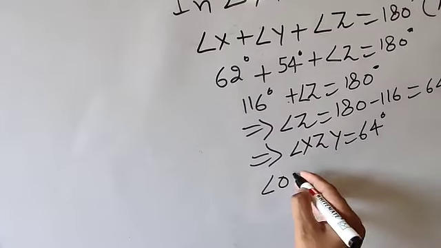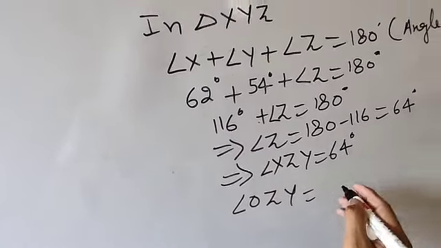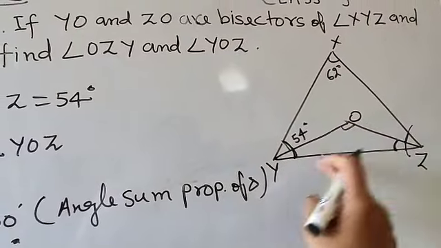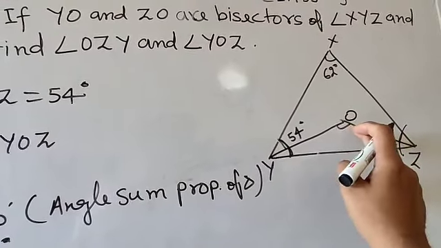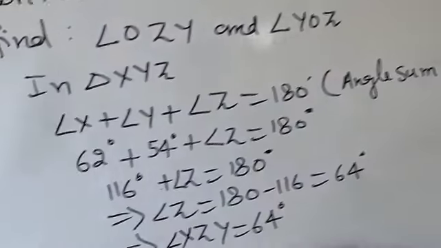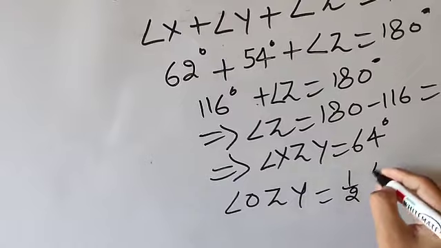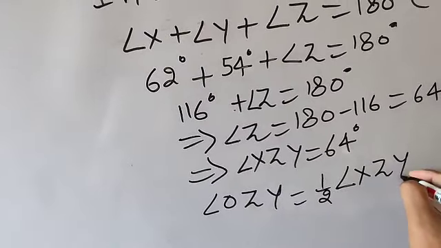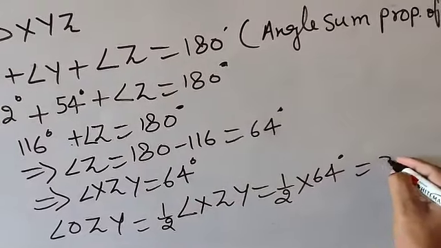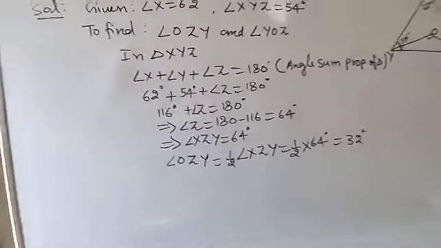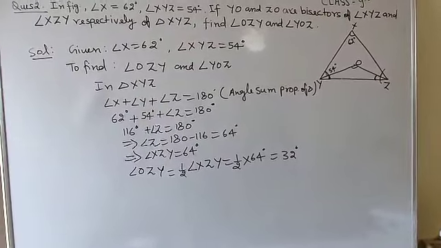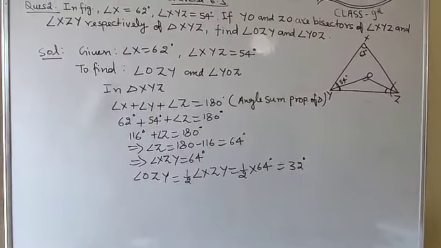So angle OZY is equal to, here ZO is the angle bisector of angle XZY. It means that this OZ will bisect the angle XZY. It means angle OZY equals half of angle XZY. It is equal to half into 64 degree, that is equal to 32 degree. So the value of angle OZY is 32 degree.